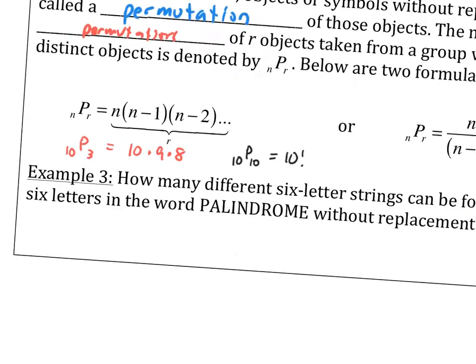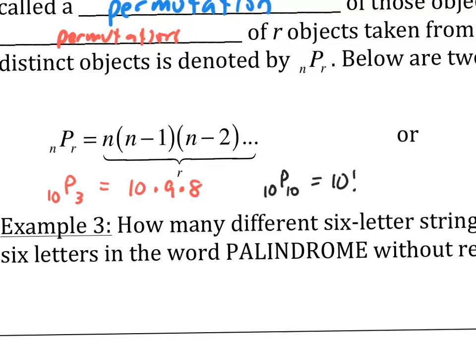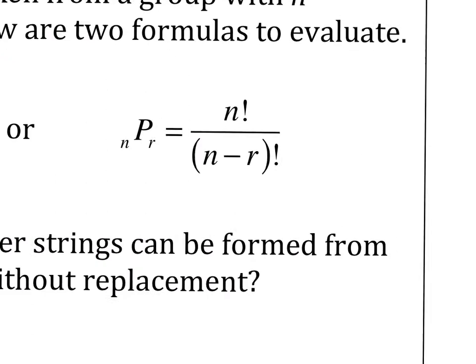Now, this one works decently, especially when R is relatively small. So I only had 3 numbers to write down. But if I had a more complex situation that said 52 cards, but I want 25 of them, that requires me to hit the 52 times 51, but all the way down until I have 25 numbers multiplied. So is there a faster way to do this? And the answer is yes.